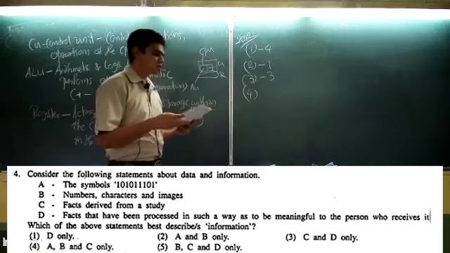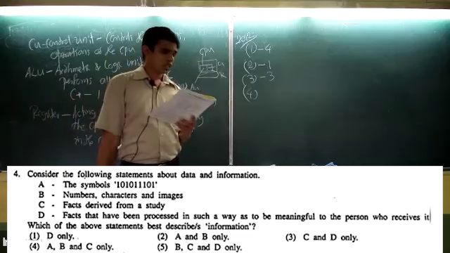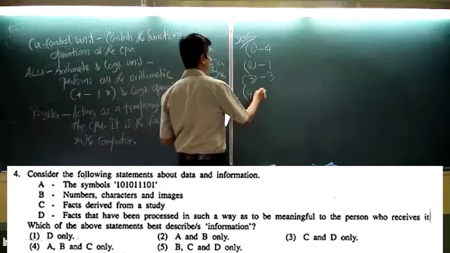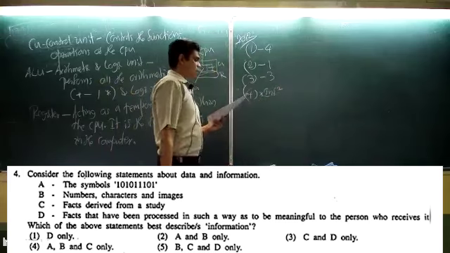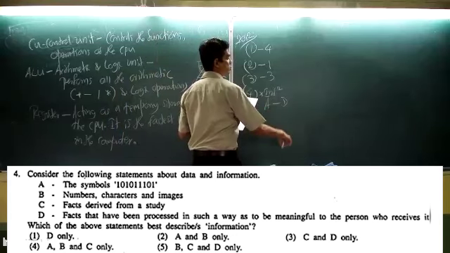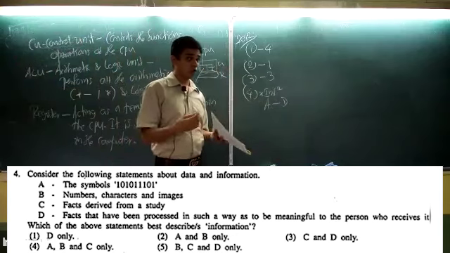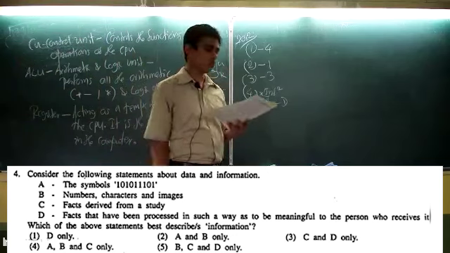Question number 4. Consider the following statements about data and information. I don't want to explain them, right? They're fine. Data and information. Which of the above statements basically describe information? They need information at the moment. The symbols, is this information or data? They are just symbols or characters, so they are going to be data. Information has to be results, after some work, that should be the result.